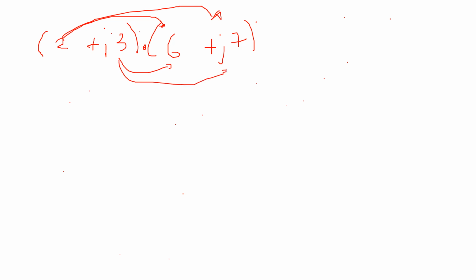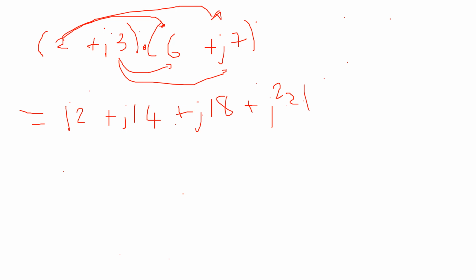So the answer will be how much? 2 multiplied by 6 is going to be 12. And then 2 multiplied by 7 is going to be positive j14. And then we say j3 multiplied by 6 is going to be positive j18. And then now you say j3 multiplied by j7, that means it's going to be j squared 21.